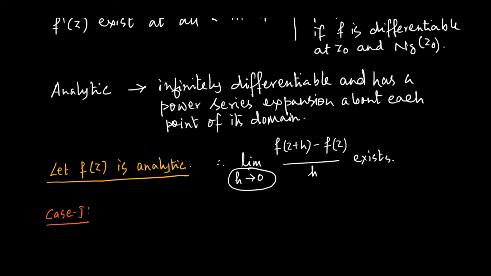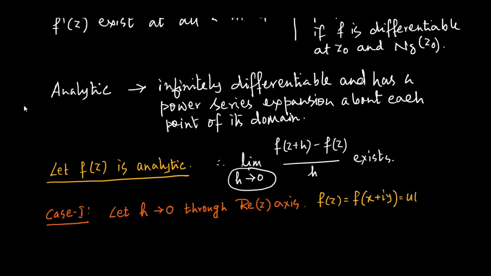Case 1. Let h approach 0 through the real axis. Let us see what happens in that case. Further, let z equal x plus iy. Then we can write f(z) as u(x,y) plus i v(x,y). Let us consider that f(z) is this.